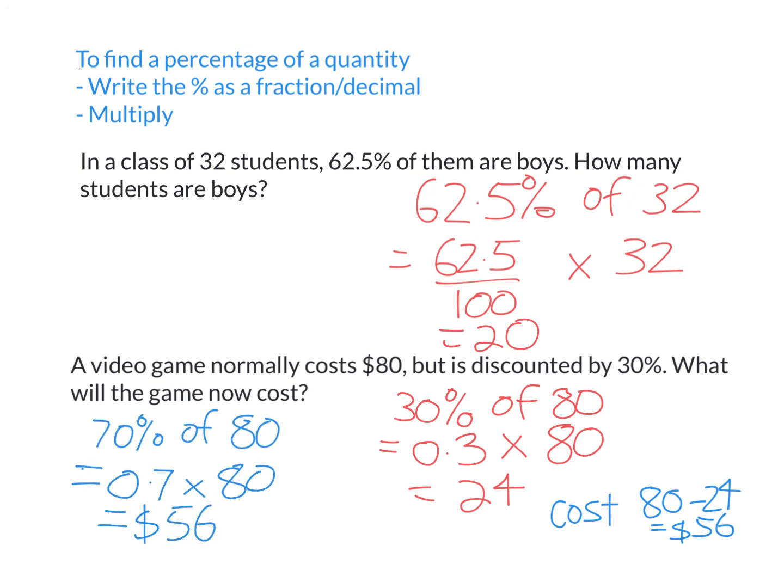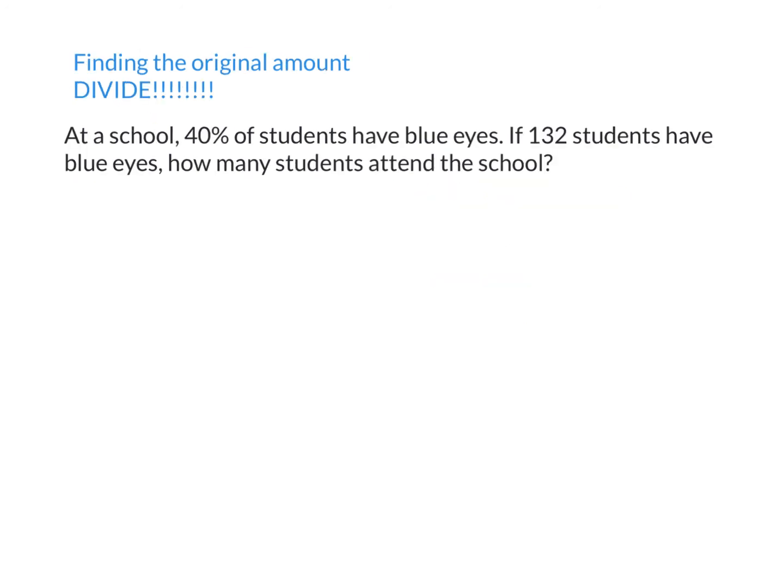All right, let's look at a slightly harder question now. So sometimes you will have to find the original amount after a percentage has been applied to it. And when you're doing that, we're going to see that we always divide. So let's look at this question. At a school, 40% of students have blue eyes. 132 students have blue eyes. How many students attend the school? So we're trying to find the original amount.